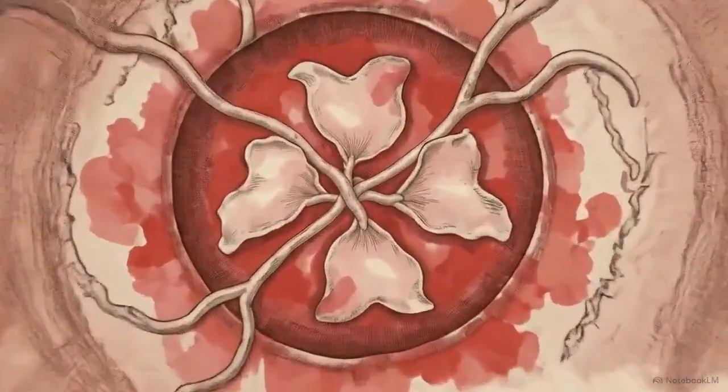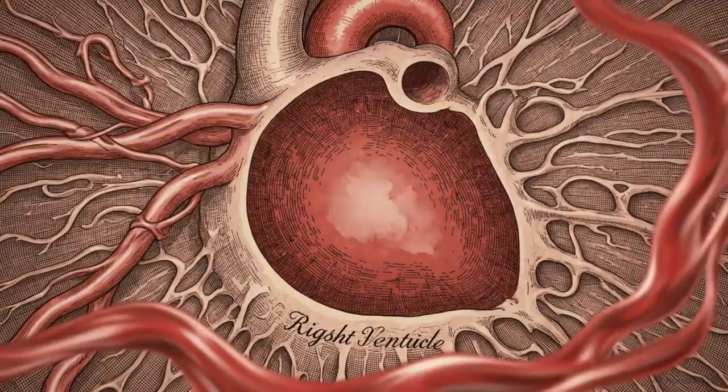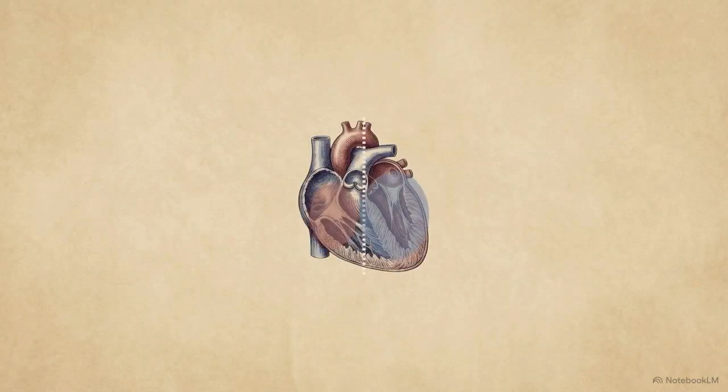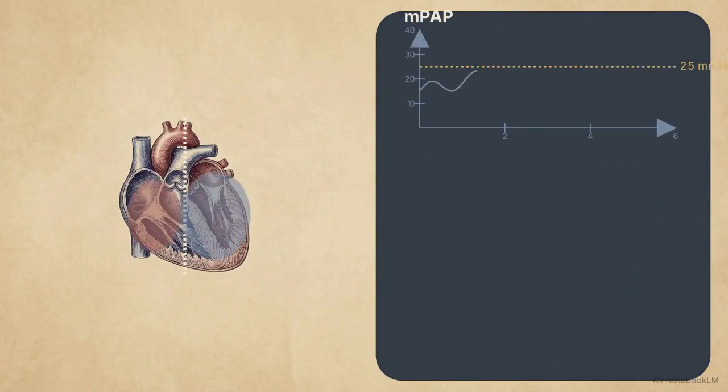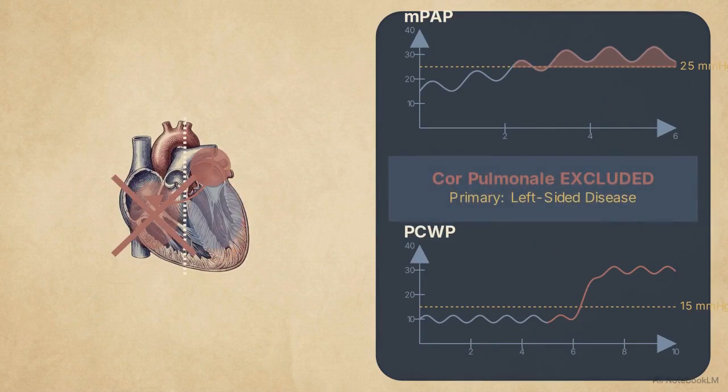This invasive hemodynamic monitoring currently stands as the absolute gold standard for diagnosing cor pulmonale. The primary objective of the procedure is to demonstrate right ventricular dysfunction in the absence of left ventricular dysfunction. Pulmonary hypertension is confirmed when the catheter records a mean pulmonary artery pressure greater than 25 millimeters of mercury. To isolate the cause, the pulmonary capillary wedge pressure, which estimates left atrial pressure, must remain below 15 millimeters of mercury. If the wedge pressure is higher than 15, the right-sided failure is being caused by back pressure from the left heart, which excludes a diagnosis of primary cor pulmonale.